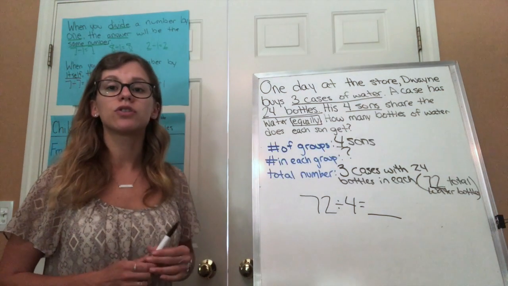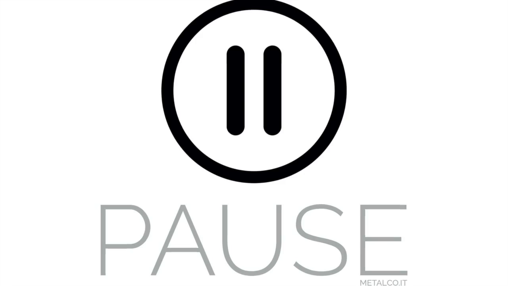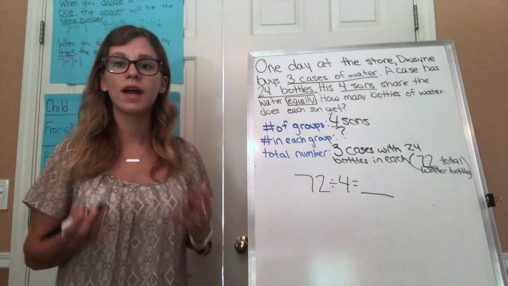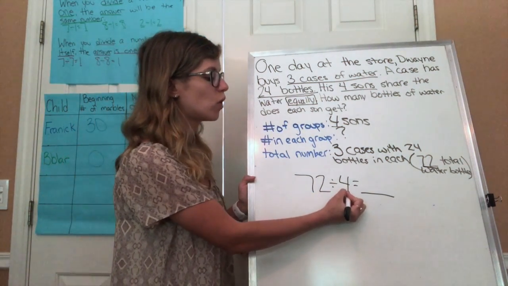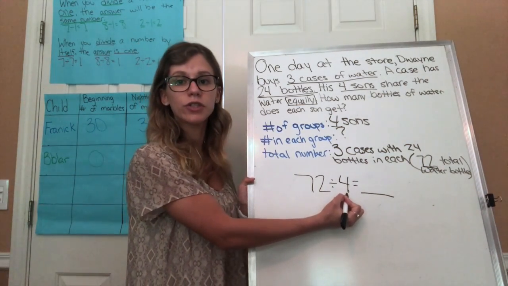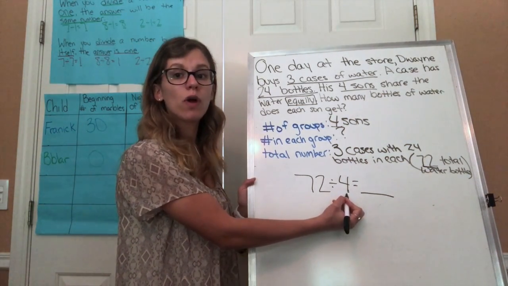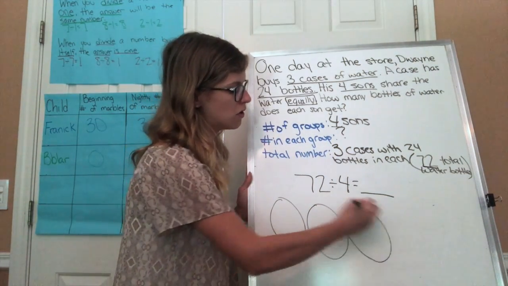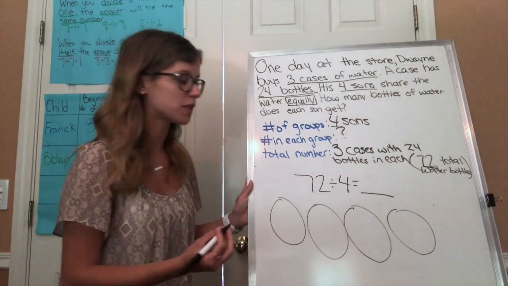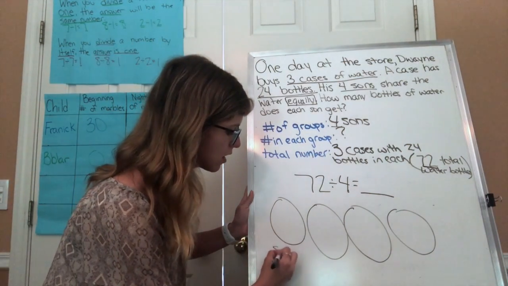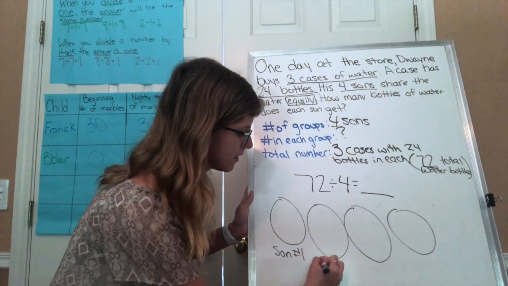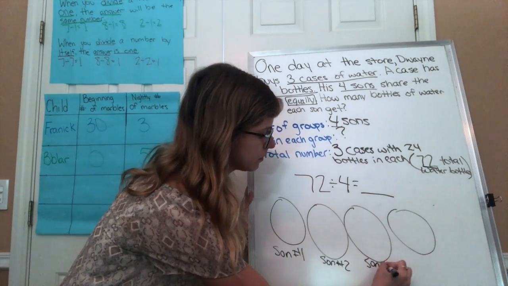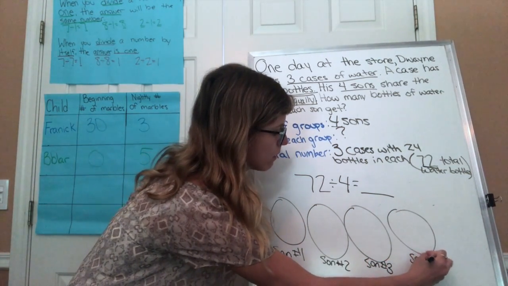Take some time and I want you to solve this by yourself now. What I have here is I know that 4 represents what? What does this 4 mean in this equation? 4 represents the number of groups. So I'm going to make 1, 2, 3, 4 groups that represent son number 1, son number 2, son number 3, and son number 4.